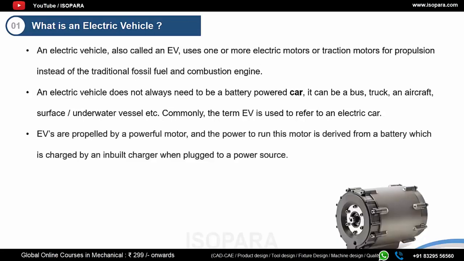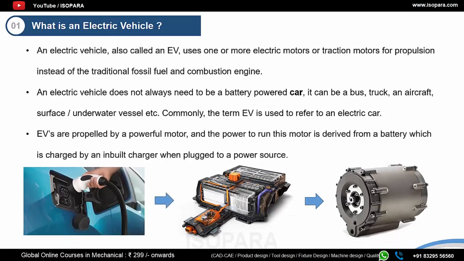Like I said, in an electric vehicle we have an electric motor which is powerful enough to deliver sufficient torque to move a car, and a power source which is a traction battery. That is this one. We have a battery which is made up of multiple cells connected in series. This battery stores all the electric charge and dissipates it to the motor accordingly.